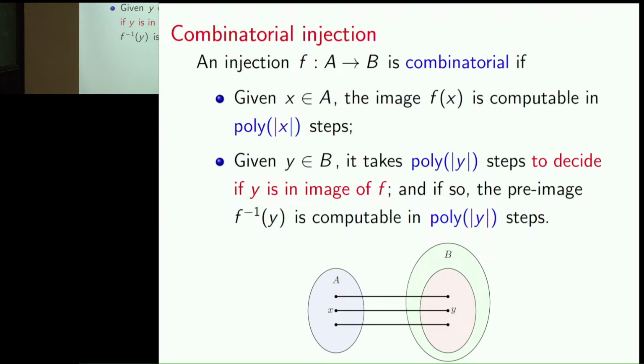And because it's an injection, we need to define the pre-image, the inverse map. Given an element Y in the codomain, first you need to figure out if this element is inside the image, and of course you should always be able to do this in polynomial time. That's part of the assumption. And if it is actually part of the image, so part of this red picture, then computing the pre-image in the blue picture in A should also take polynomial time. This is the definition of a combinatorial injection.